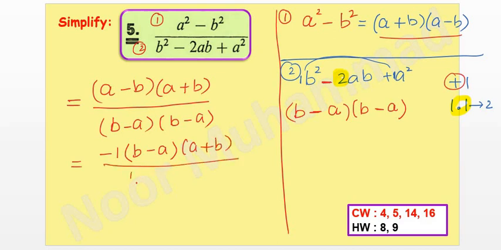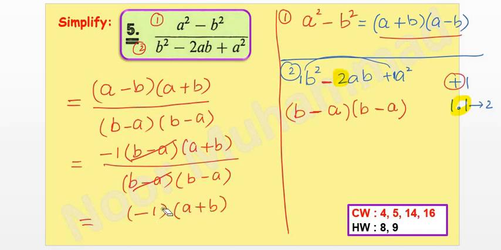And in the denominator, we have two factors: b minus a into b minus a. What can we cancel now? This whole factor can be cancelled with this one. So finally our answer is -1 into a plus b.